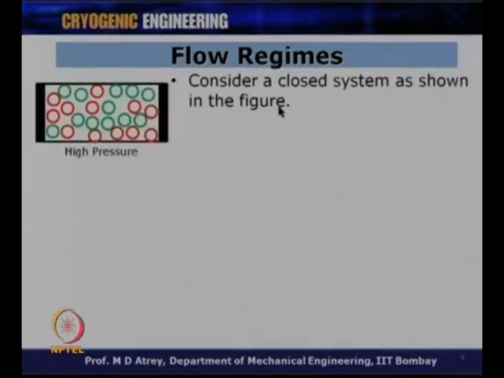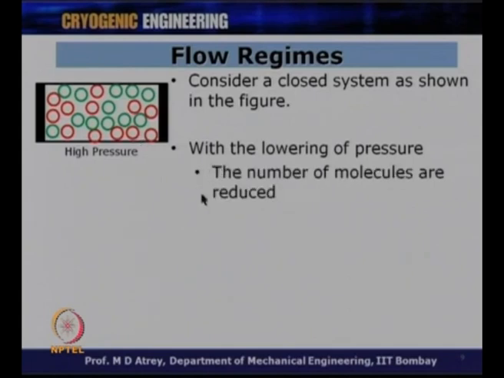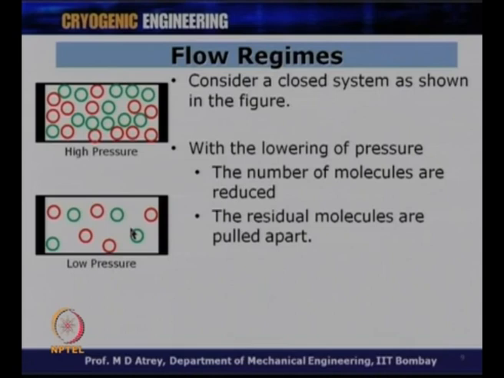Consider a closed system as shown in the figure, and there are different molecules. Let us say at high pressure, that means compared to atmospheric pressures, we have many molecules cramped together in a given volume. But as you go on lowering the pressure, the number of molecules gets reduced, and you may land up in a situation like this, where the residual molecules are now pulled apart.